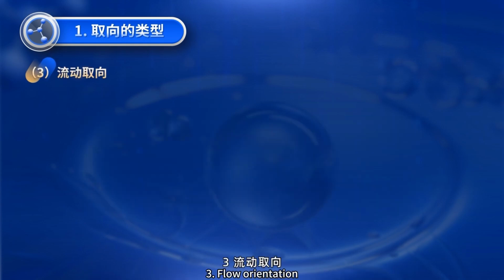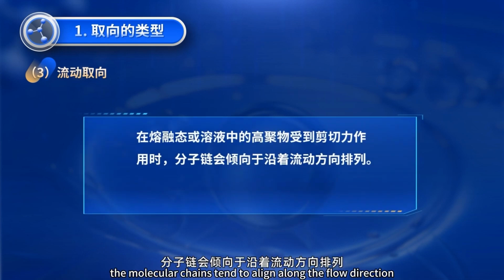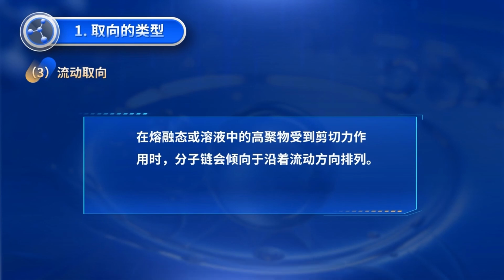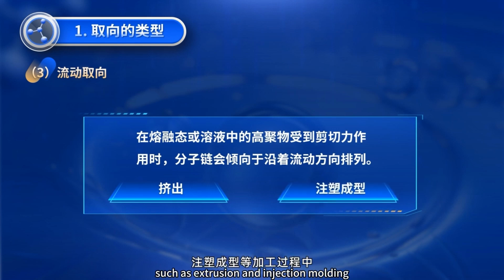Third, flow orientation. When the polymer is in a molten state or solution and subjected to shear forces, the molecular chains tend to align along the flow direction. This orientation primarily occurs during processing, such as extrusion and injection molding.